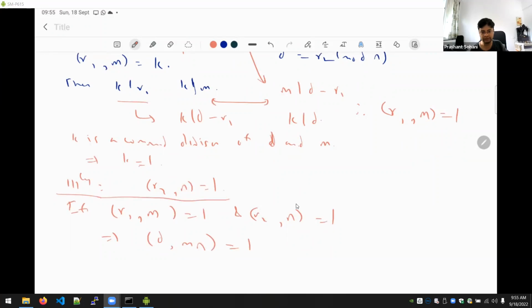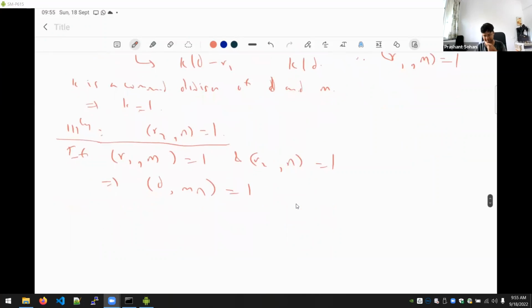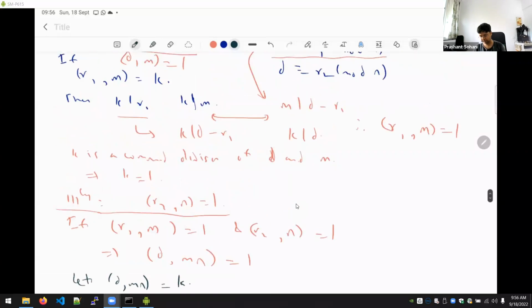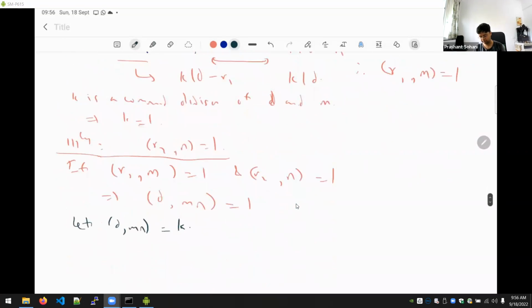So this part 2, I think can be proved similarly, but just maybe give a couple of minutes to think about it. We also have to use that D is congruent to R1 mod M and D is congruent to R2 mod N, right? How do we start? Again, let the GCD of D and MN be equal to some K. So we would like to show that K is 1. And what we have to use again, which we know, is that D is congruent to R1 mod M.